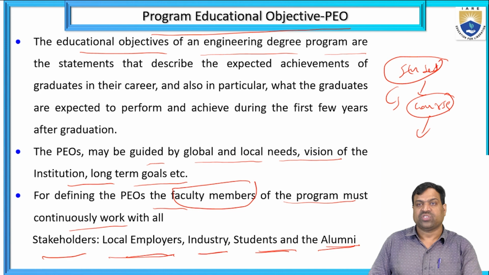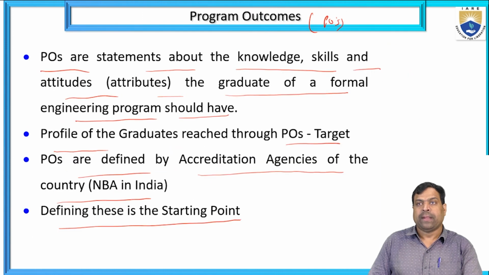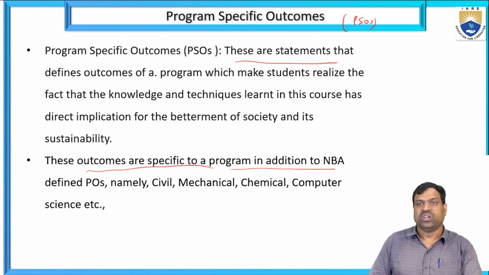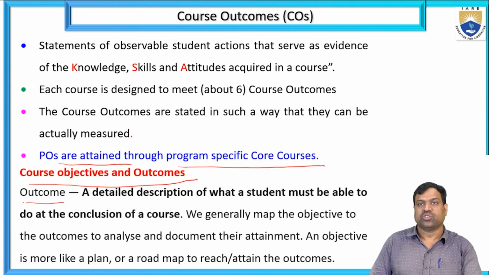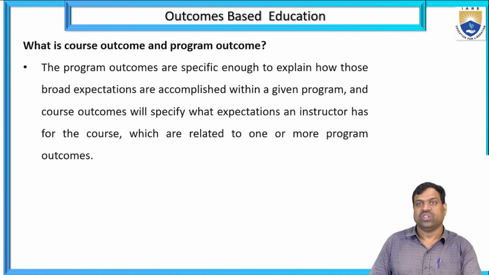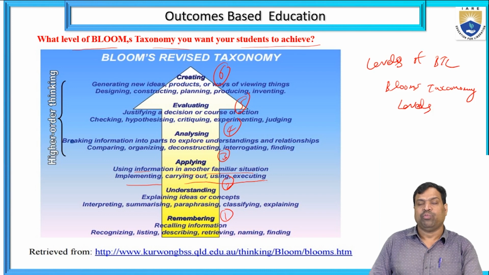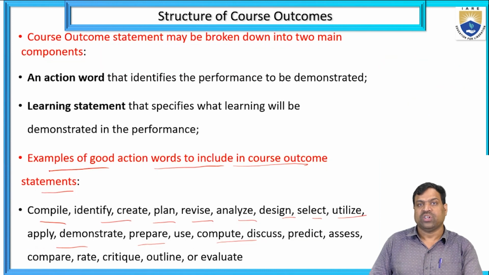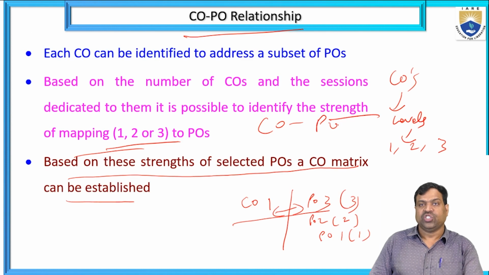Okay, it is a process of preparing POs. It is a process of creating PSOs. It is a process for COs and outcome-based education. What is the course outcome and program outcome? It is the levels of Bloom's taxonomy to prepare the COs. The course outcome statement may be broken down into two main categories: the action word and the learning statement. Each CO can be identified as addressing the POs, and what is the strength we give to the CO-PO mapping, with mapping strength 1, 2, 3.